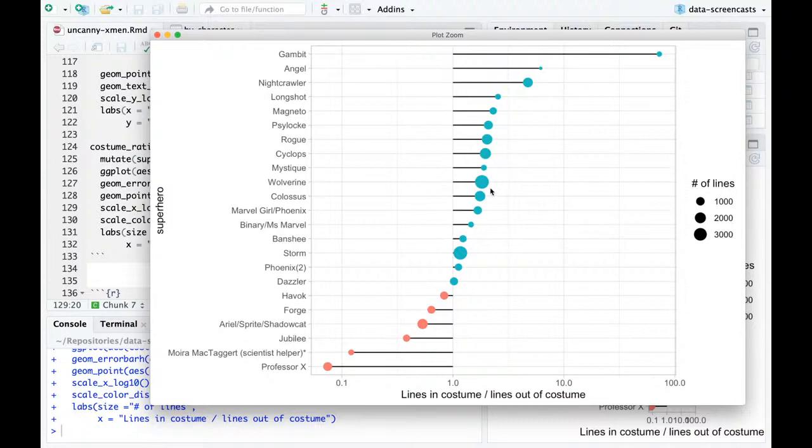And then if we want to be like, oh, what are the most common characters? Storm and Wolverine. We look at the biggest as well as Nightcrawler. It's like, well, Storm's very close to 1-to-1. Dazzler even closer. Professor X and Shadowcat kind of on the other side. All right, we get some of this feeling.